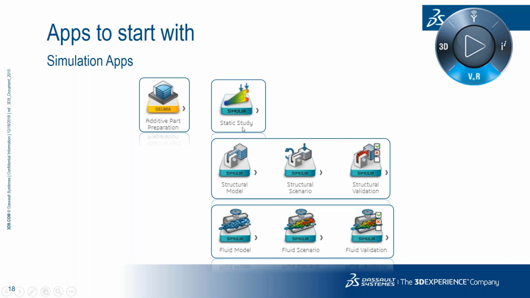If you have something that is linear and for small displacement, you can use static study. This is enough. If you have something that is a little more complex, with some non-linearity or it's not isotropic, then you should go through structural model, structural scenario, and structural validation. And if it's for fluid, it's going to be fluid model, fluid scenario, and fluid validation for small models. But you can do some fluid simulation with FEA.